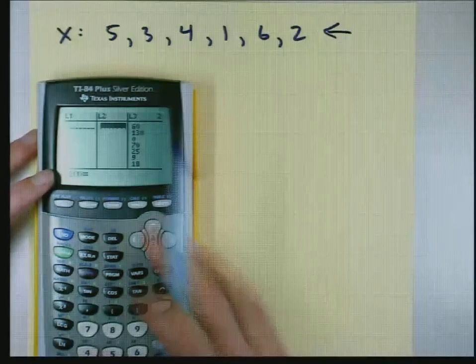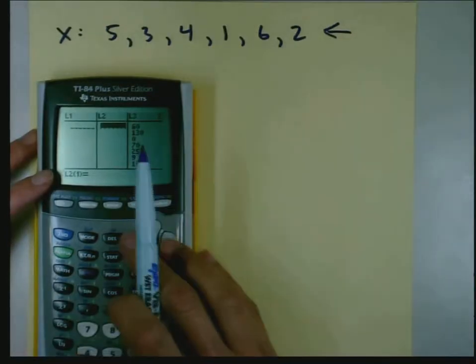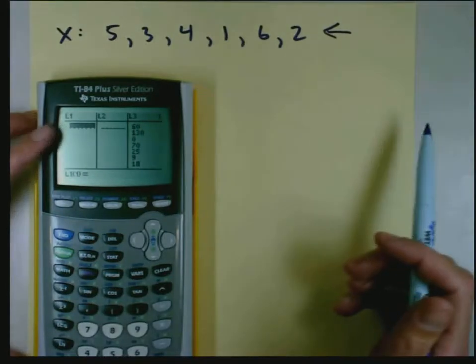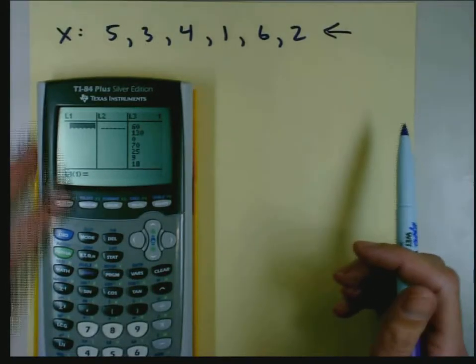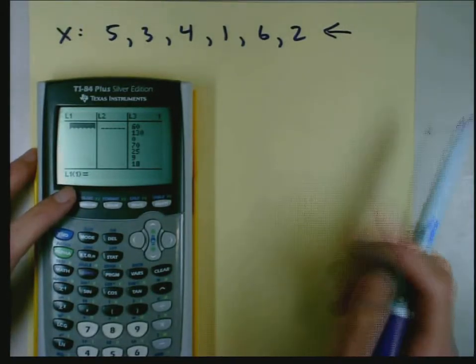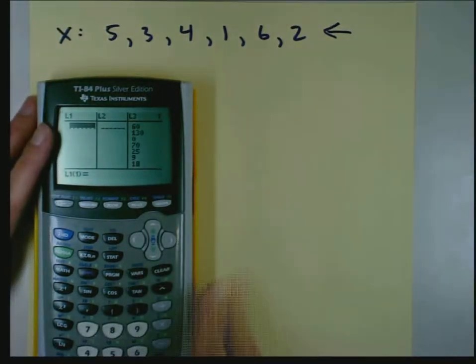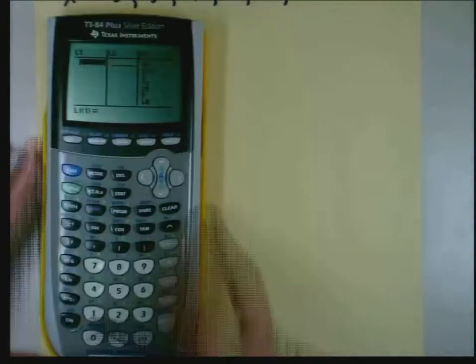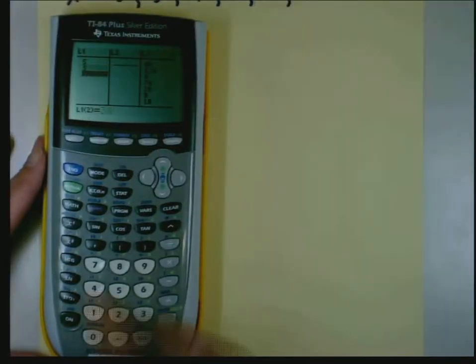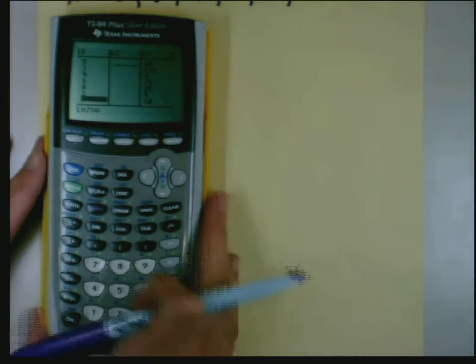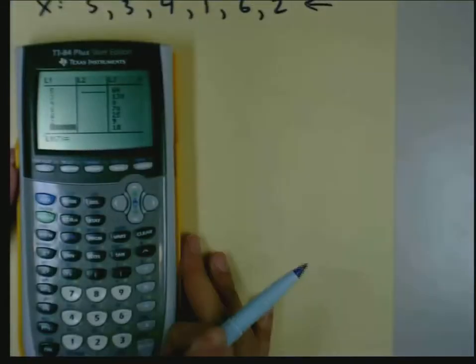I want to enter my data into L1 though. So I want to arrow over to the first empty data spot in L1. Down below it should say L1 and then parentheses 1. I'm ready to enter my data. I'm going to hit enter after each data value. So as I'm entering these, I'm going to go 5, enter, 3, enter, 4, enter, 1, enter, 6, enter, and 2, enter. So I've got my data values in here.